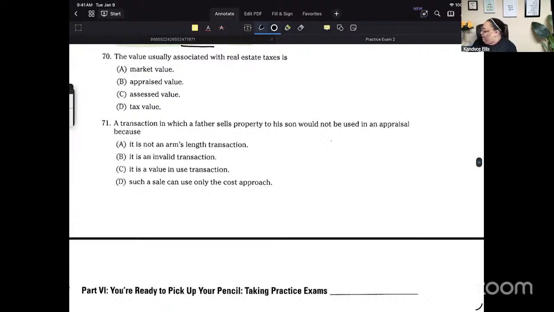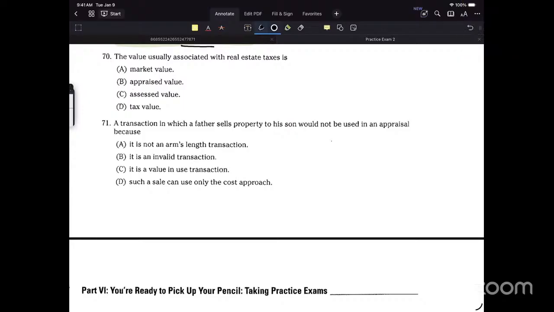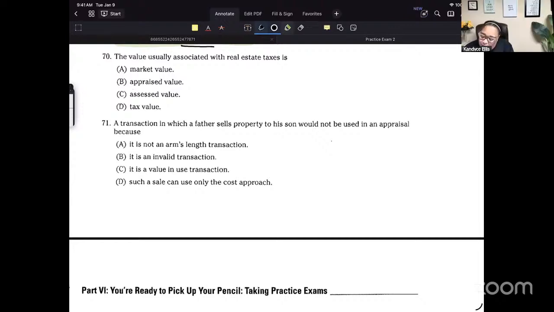70. The value usually associated with real estate taxes is it A, market value, B, appraised value, C, assessed value, or D, tax value? I know this one, assessed value. Right, girl? I'm right there with you. Like, oh, it's one I actually can do. We know it's assessed value. Yay.